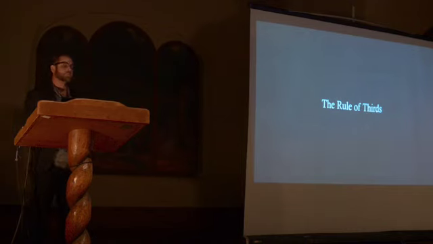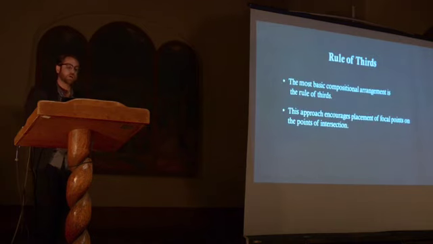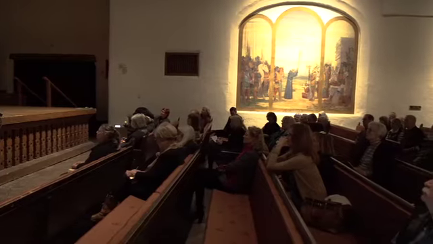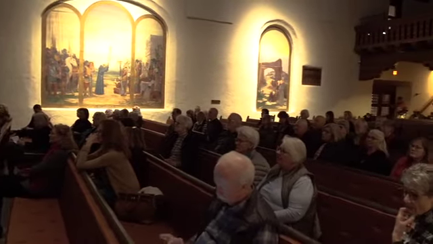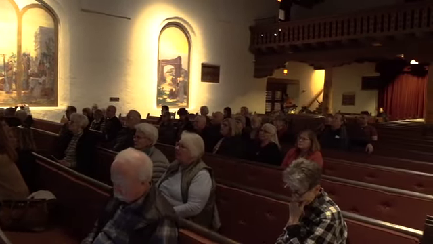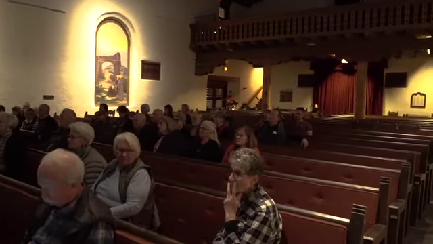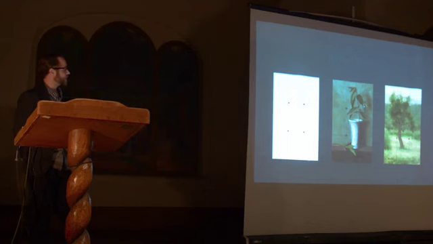Now we move on to the rule of thirds. This is the most basic compositional arrangement, and it encourages the placement of focal points on the points of intersection. So if you take your canvas, break it into thirds, vertically and horizontally, you'll see these intersections. And here we have a few basic examples of a still life and a landscape utilizing this.